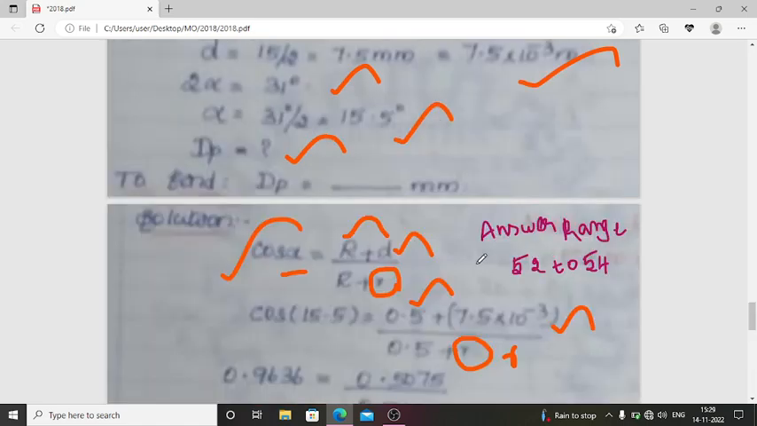The answer range is given as 52 to 54. Our answer is within this range.